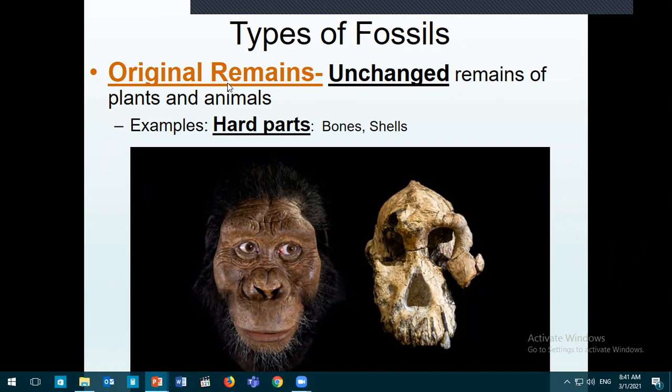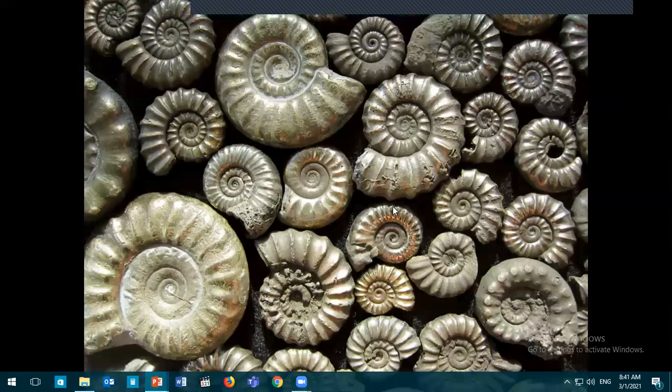The first type is the original remains, and those are unchanged, like this piece of skull in here. This is unchanged. This is just bones. So these bones are unchanged, and they are one of the types of fossils we call original remains. Original remains have many examples. The first example is that it's made up of the hard parts, like the bones or shells of animals.